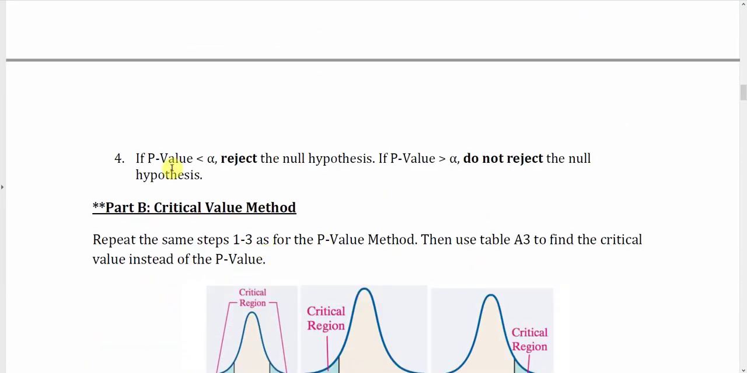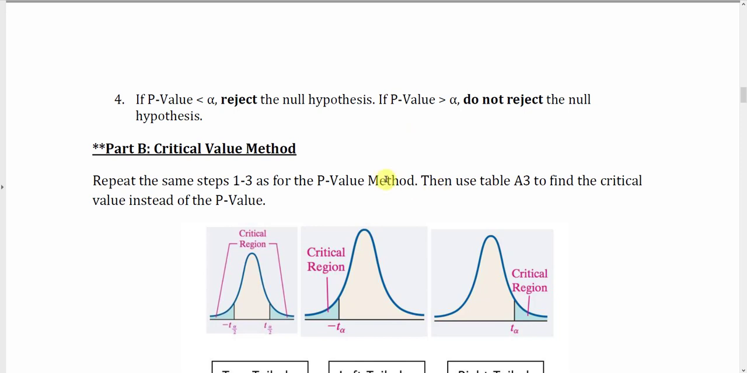Okay, and alpha is the probability of making the type 1 error. So if the p-value is less than alpha, we reject the null hypothesis. If the p-value is greater than alpha, we do not reject the null hypothesis, or we fail to reject. So that is the p-value method.